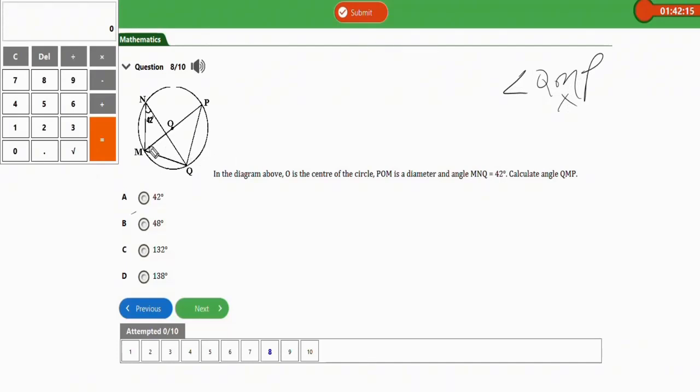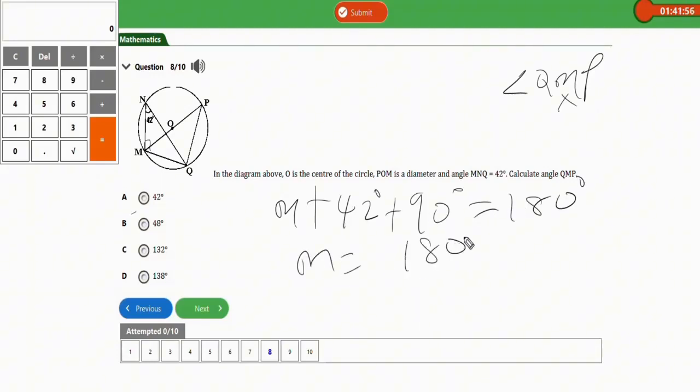So they are looking for this place as well. It will be the same procedure. M plus 42 degrees plus 90 degrees equals 180 degrees. So we make M the subject of the formula. M will be 180 degrees minus 90 degrees minus 42 degrees. So let's punch everything on the calculator and see what it's going to give us.